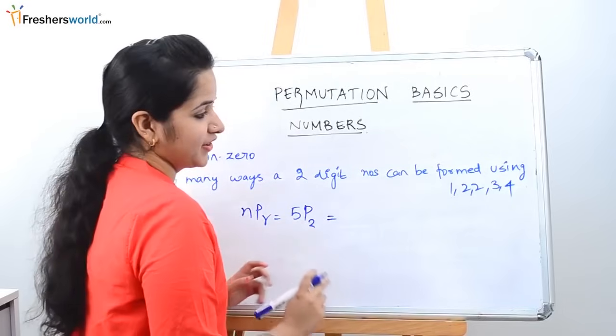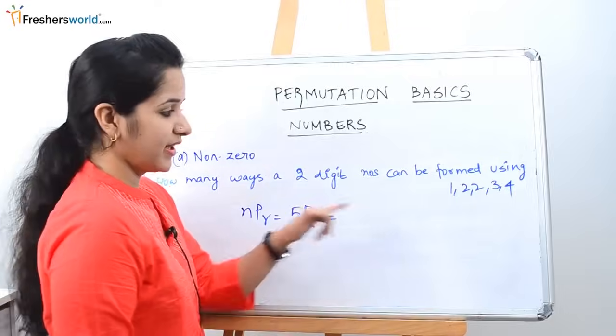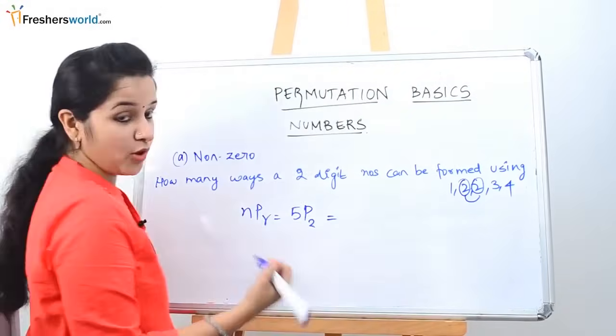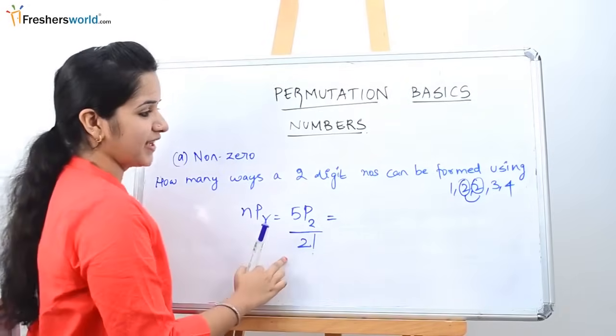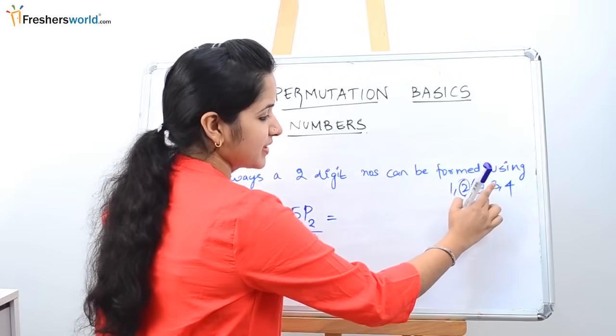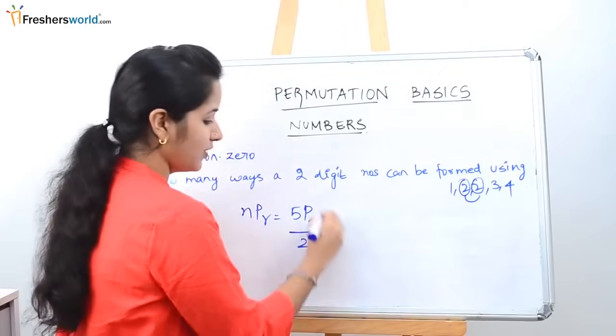Here we have a catch. Generally we put it as 5P2 and then start solving it. The catch here is 2 is repeated twice. So hence what we do here is divide by 2 factorial. This is the catch here. When you have repeated numbers, however many times a number is repeated, you have to put that factorial in the denominator.